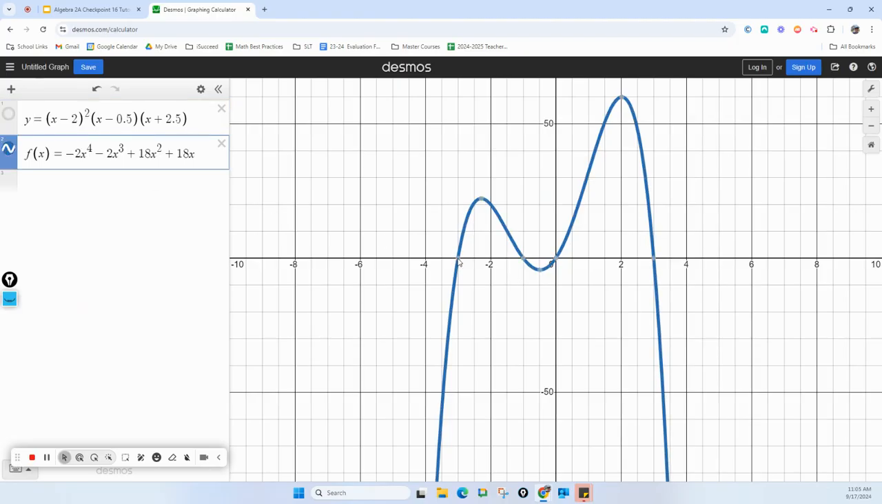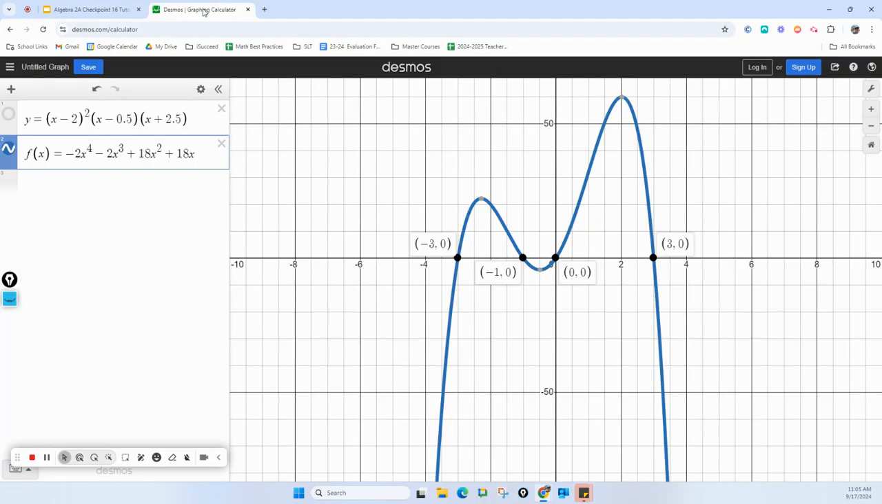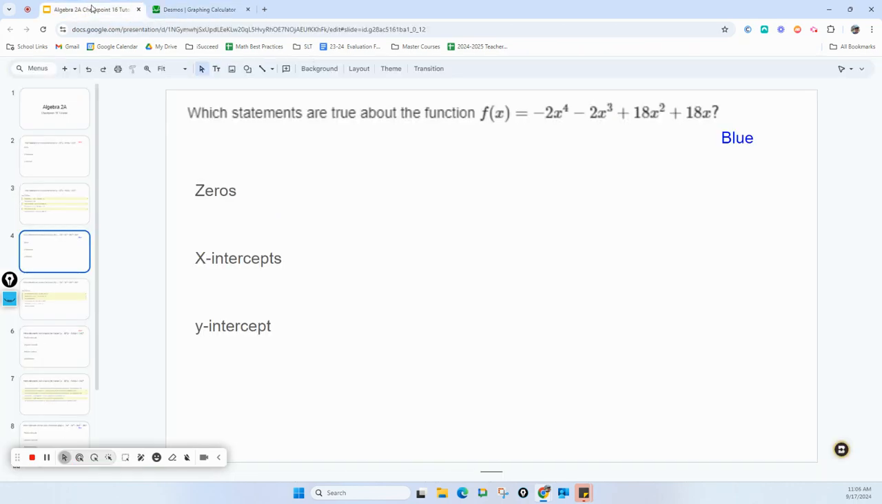So here I have this one graphed in blue. Visualizing it, I can see where it crosses those x-intercepts. I can find those x-intercepts by seeing where it crosses the x-axis. So I should get -3, -1, 0, and 3. So again, oh gosh, I don't know if I can remember all of that. X was -3, -1, 0, 3.